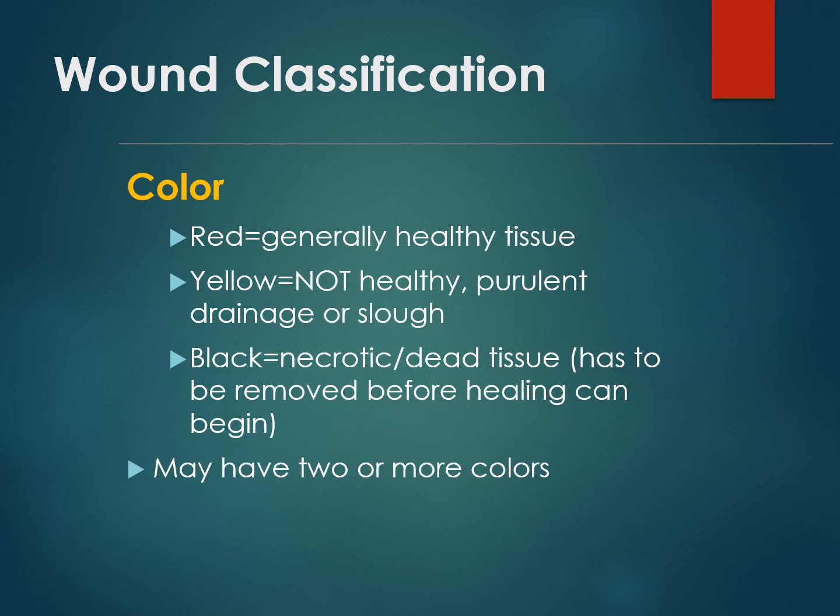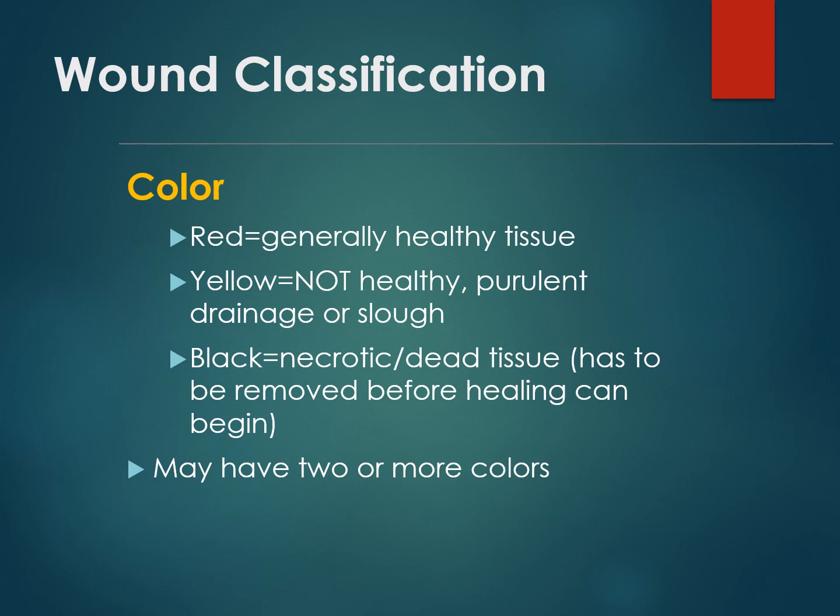Color is a big thing when you're looking at wounds to know what's going on in general. If you look at a wound and it's red, it's generally healthy tissue. Yellow, usually not so healthy. Purulent drainage or slough coming out of the wounds can definitely cause a thought of, is there an infection in there? Black usually means necrotic and dead tissue. There's no way for that to heal. It's not coming back, so usually it has to be removed before healing can even begin.